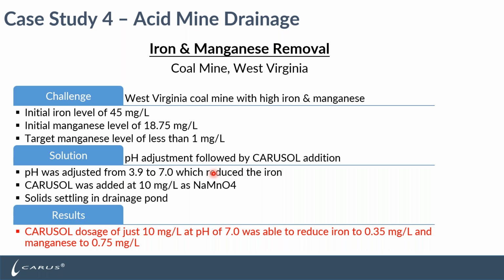So the treatment strategy, after the pH was adjusted to 7 or above, most of the iron was precipitated, and the Carus liquid permanganate was able to significantly lower the manganese concentration. A Carus dose of just 10 milligrams per litre was able to reduce the iron to 0.35, 0.4 ppm, and the manganese to 0.75 milligrams per litre. We've seen very similar results for removal of these common metals at another coal mining facility in Kentucky, again using pH first, followed by permanganate oxidation.